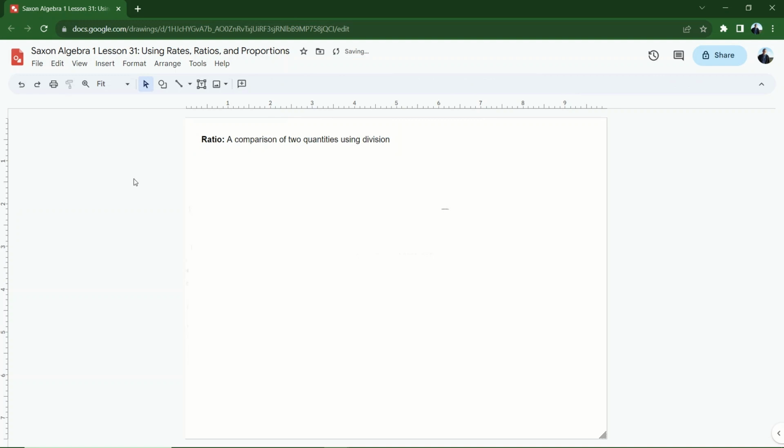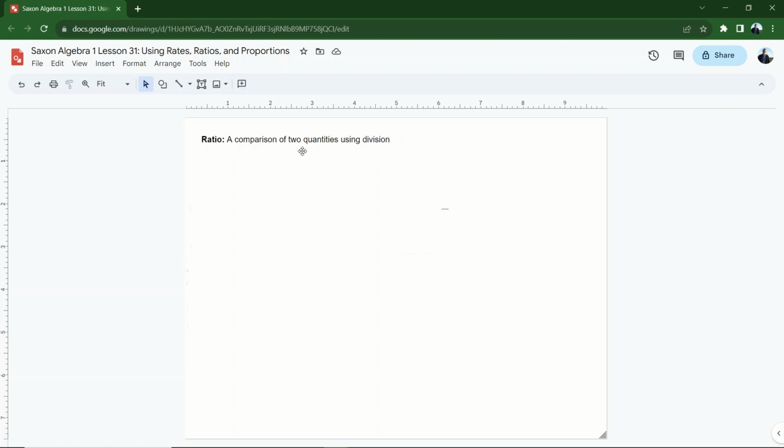A ratio is simply a comparison of two quantities using division. 6 over 5, 2 over 1. 2 over 1 is an interesting one because the number 2 is technically a ratio, since it's 2 over 1. 3 over 4. We could say something like 25 miles per 1 hour. Those are all examples of ratios comparing two quantities. It could just be a number, or a number with a label. Technically, it could even be variables. Two quantities using division. That's what a ratio is.